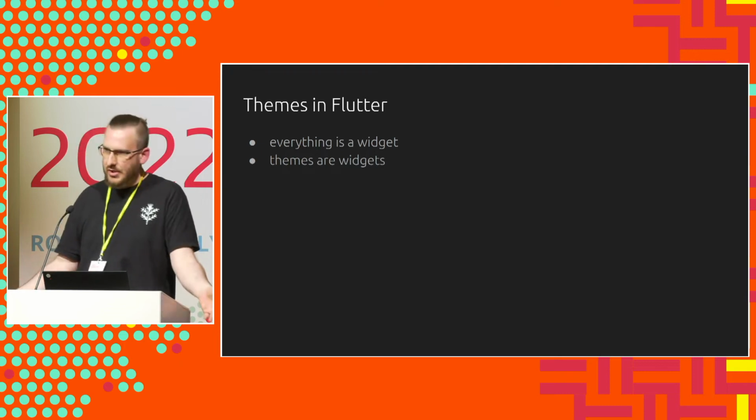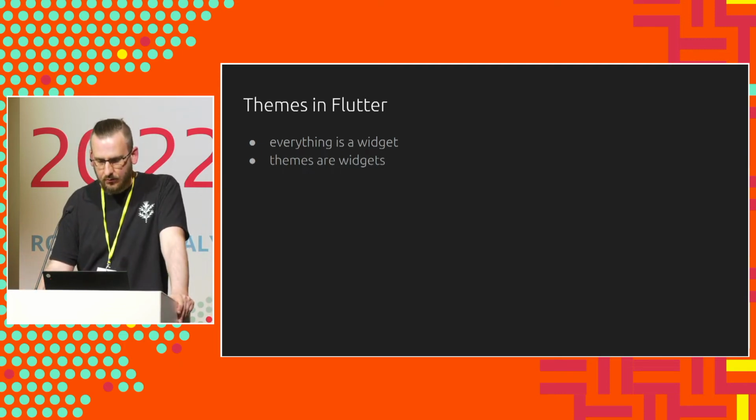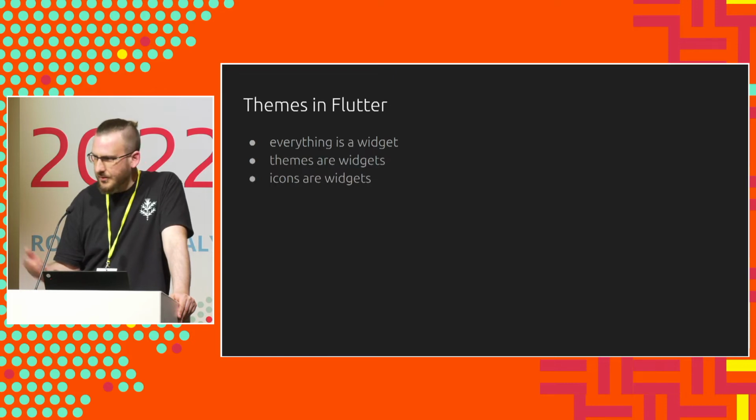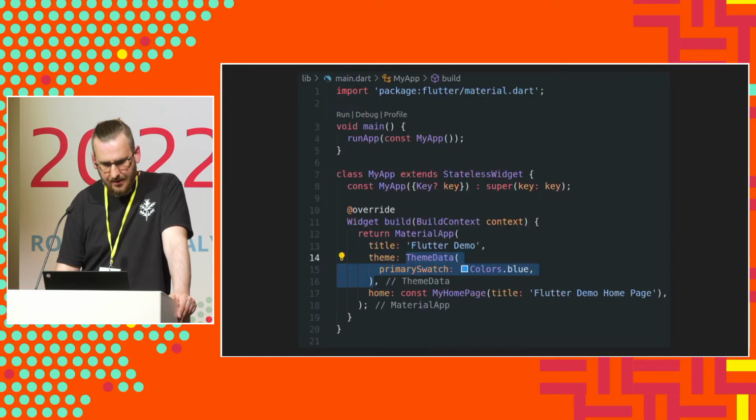So they are objects you can create with the constructor, which you can attach to certain properties. And also icons are widgets. So basically everything is a widget in Flutter. That's kind of their philosophy, but it's not theory, it's really what it is.